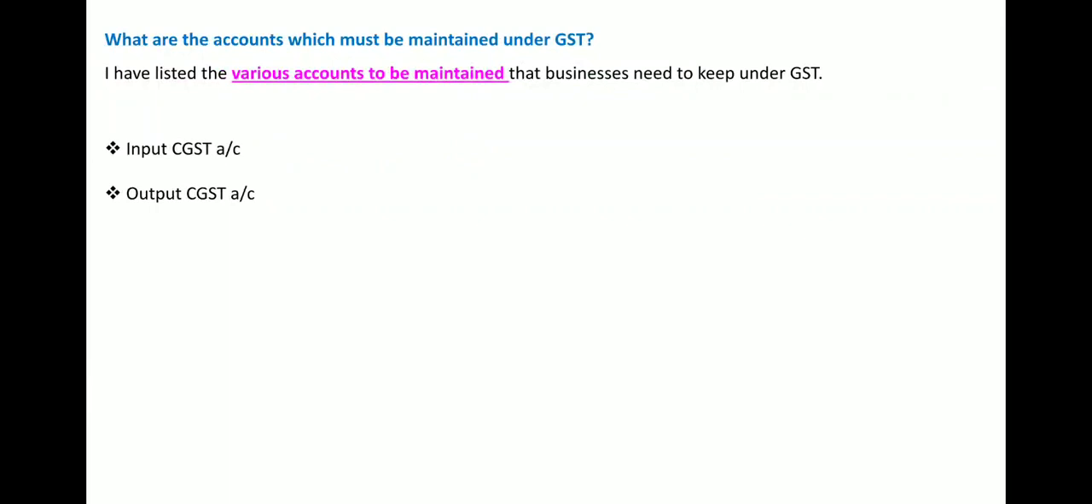Like that, the output CGST account also has to be prepared. The next account to be prepared is the input SGST, state goods and service tax account. Next, the output state GST account. And the input IGST, meaning integrated goods and service tax account, is to be prepared. And then the output IGST account is to be prepared.